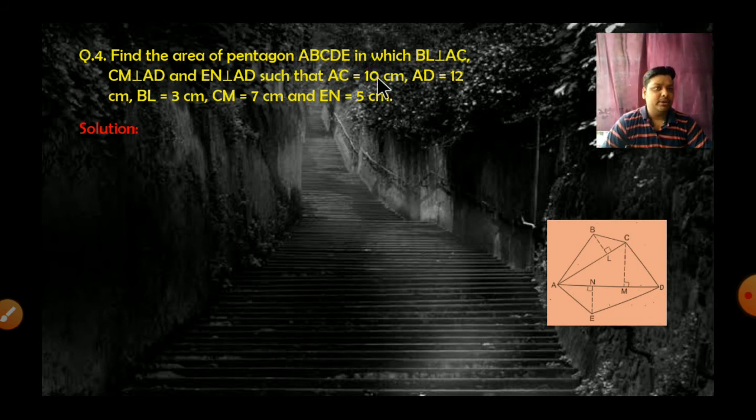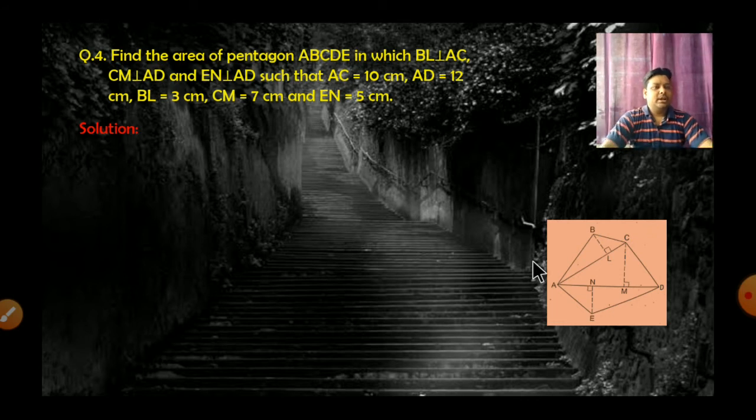AC value 10 centimeter. AC, this one, is 10 centimeter given. AD, this common one, is 12 centimeter. BL is 3 centimeter. Now the perpendiculars are given, and the values of the perpendiculars are also given: BL 3 centimeter, CM 7 centimeter and EN 5 centimeter.